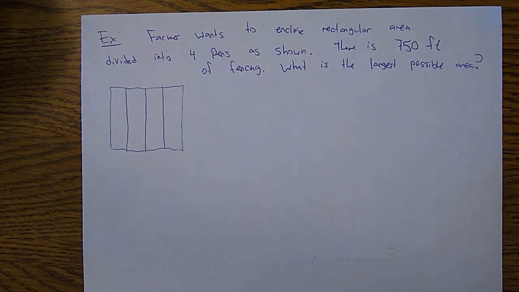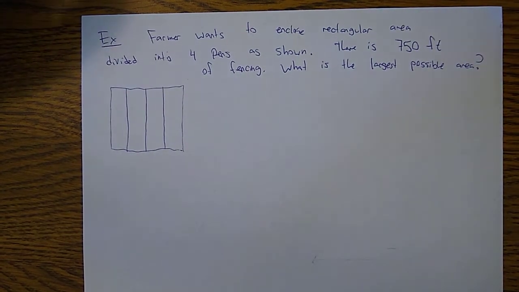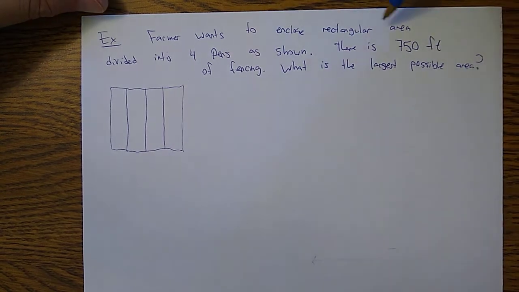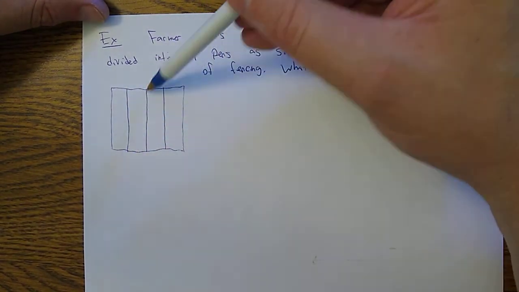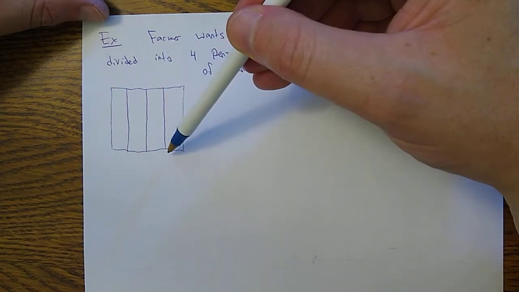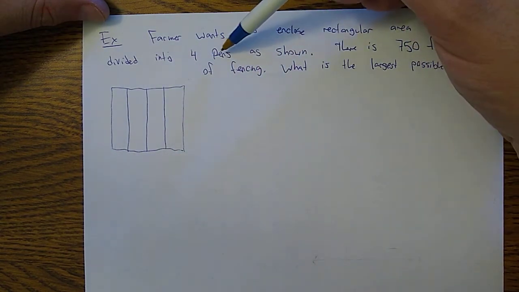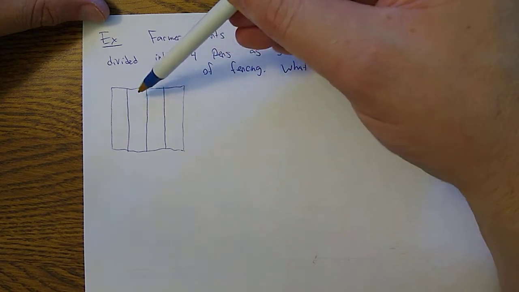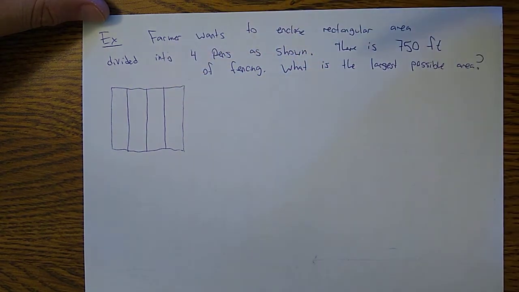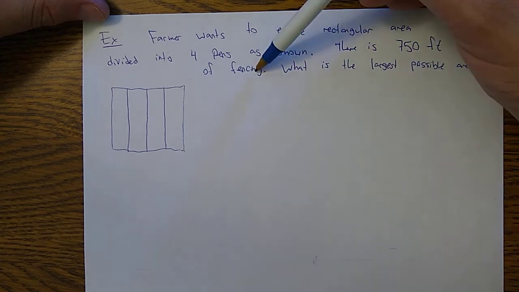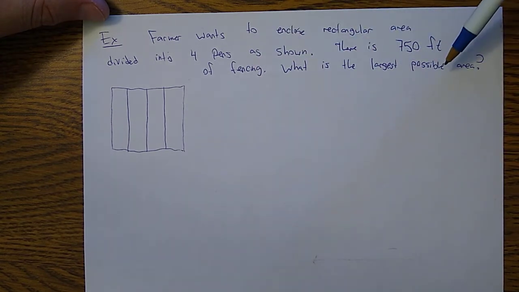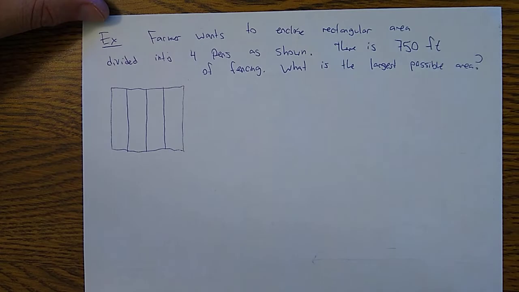So there's several problems about farmers wanting to enclose a rectangular area. In this case, I have a rectangular area, but I want to put these walls to divide this into 4 pens, so there's like 4 smaller rectangles. I have 750 feet of fencing, and I want to know what's the largest possible area.